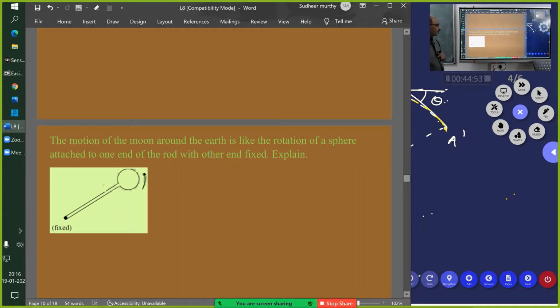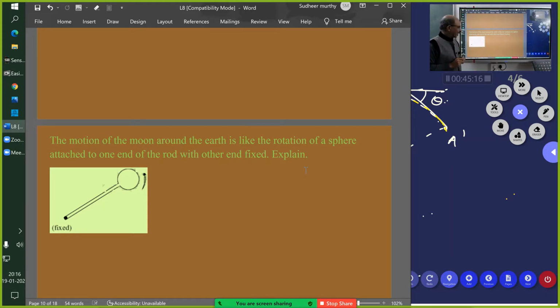The motion of the moon around the earth is like the rotation of a sphere attached to one end of the rod with the other end fixed. Do you know that we are only seeing one side of the moon? The other side of the moon is not seen. Why? Because its period of rotation is equal to the period of revolution.